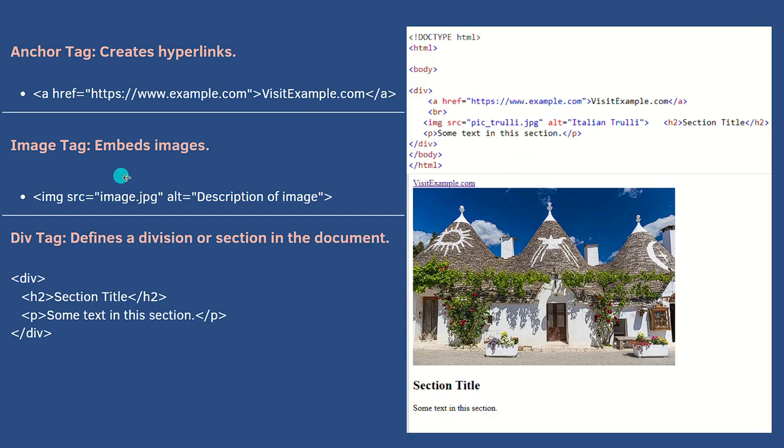in a web page. Then an image tag, it embeds an image. With this tag, we can embed an image to our website. Then a div tag. A div tag defines a division or a section in a document.